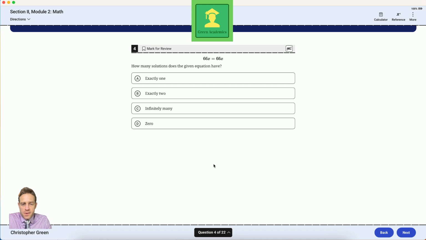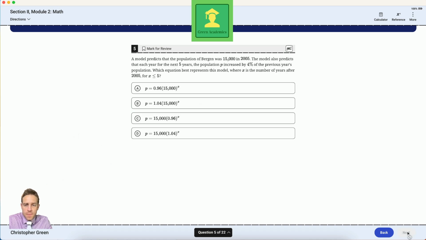How many solutions does the given equation have? Well, you can tell just looking at this. x could be anything. For example, if x is 1, then it's 66 equals 66. If x is 3, then it's 198 equals 198. So yes, the answer is infinitely many because they're the same line.